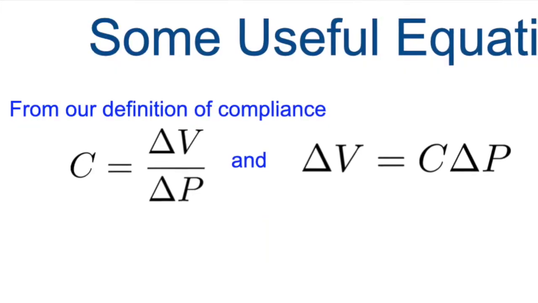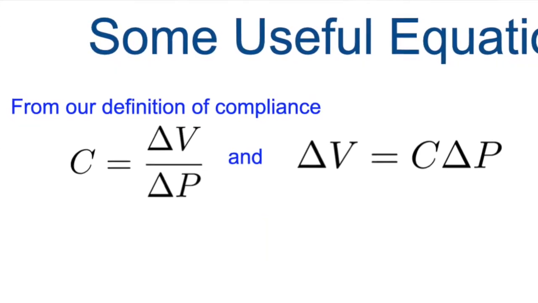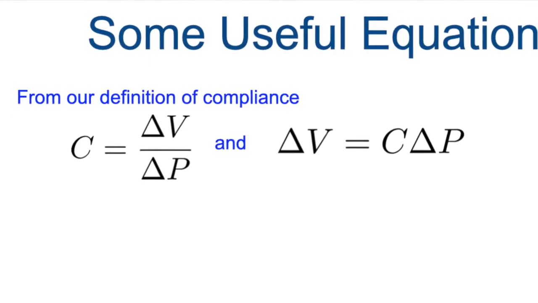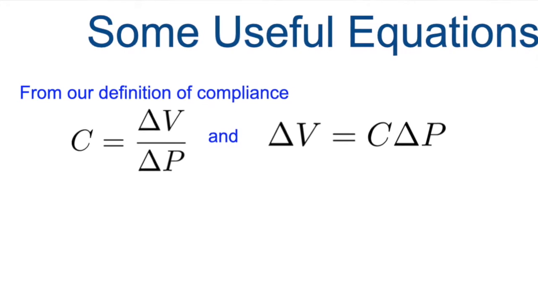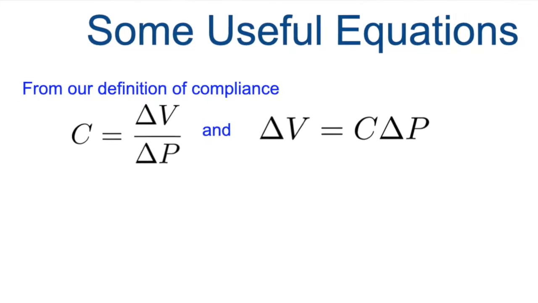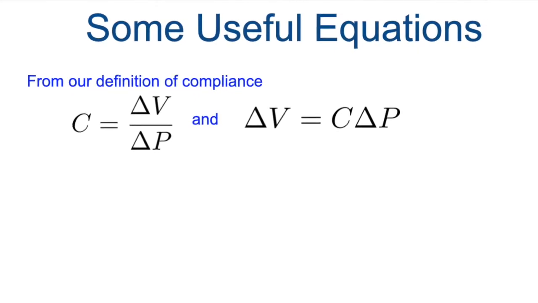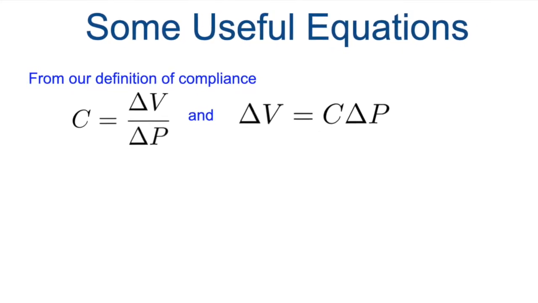And so we come to these few equations that are going to get us started and get us through the homeworks this week. The first of them is really our definition. We've seen this before. It's the definition of compliance as the ratio of change in volume to change in pressure. You can rewrite that, of course, and say, how much will the volume change? Well, it'll change by this much capacitance or compliance as a function of the pressure change.